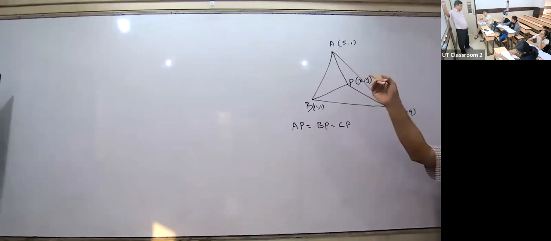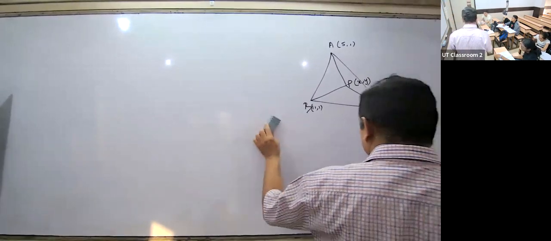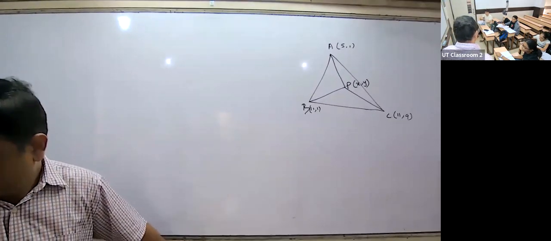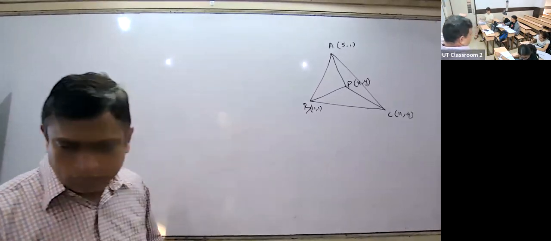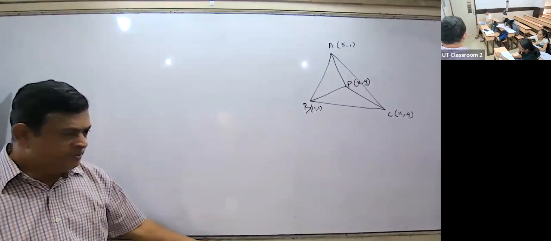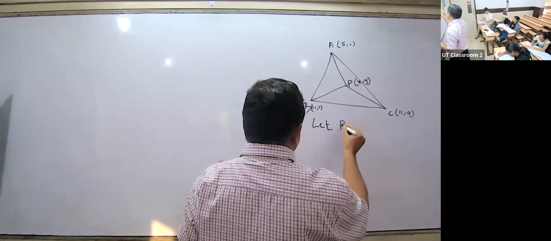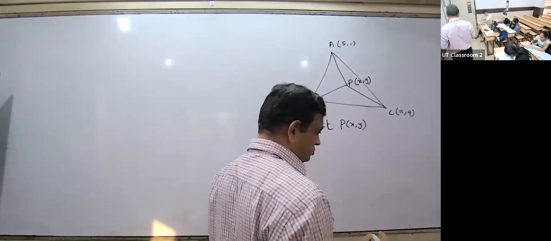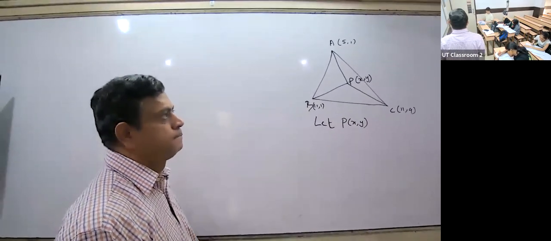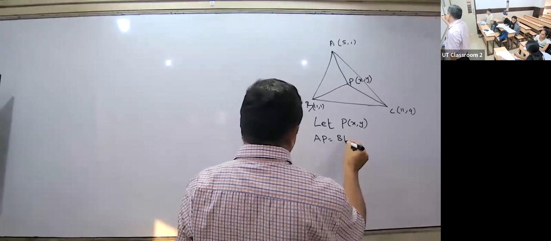Okay. So figure is drawn. Draw the figure. Then marking done. Let P (x, y) be the circumcenter of triangle ABC. Therefore, AP is equal to BP is equal to CP.